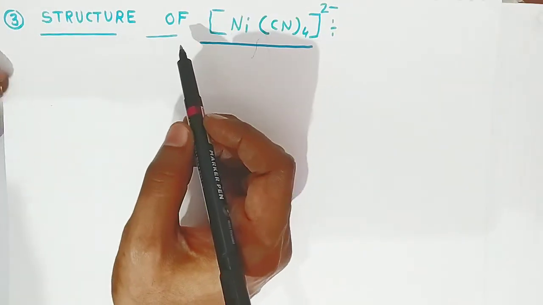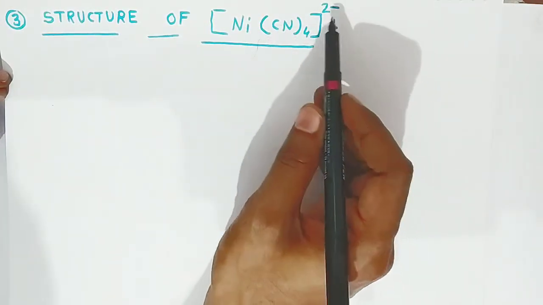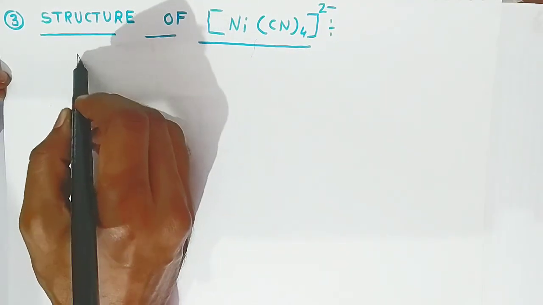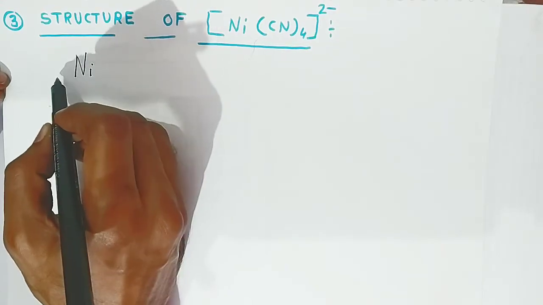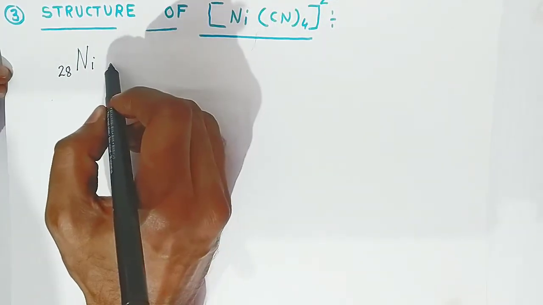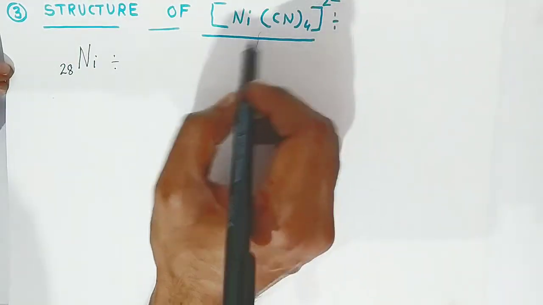The third structure of complexes with coordination number 4 is nickel tetracyanide 2 minus. Now students, in that you should also know the atomic number of nickel. The atomic number of nickel is 28, correct? Now you have to write down the ground state electronic configuration of nickel. Then only will you be able to explain the structure of nickel tetracyanide.